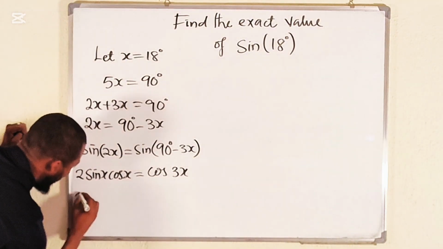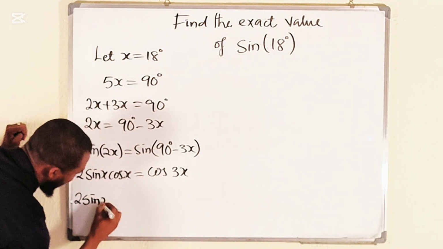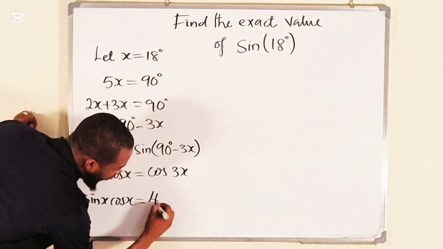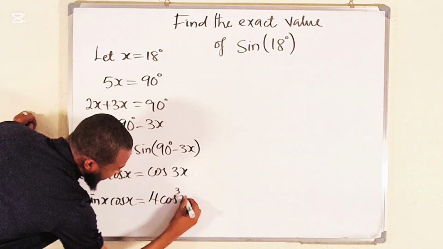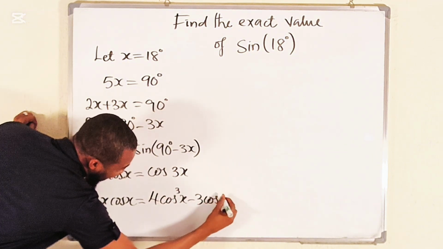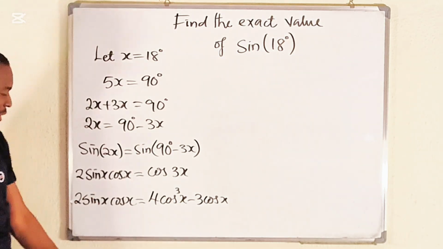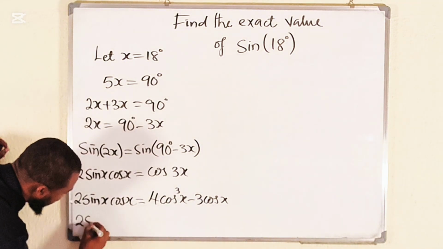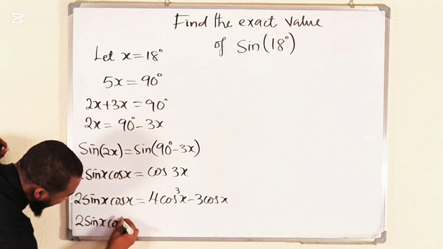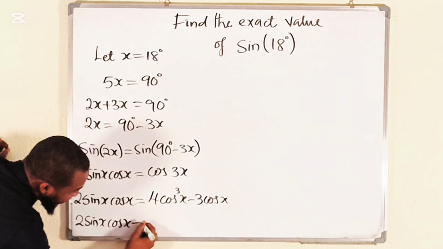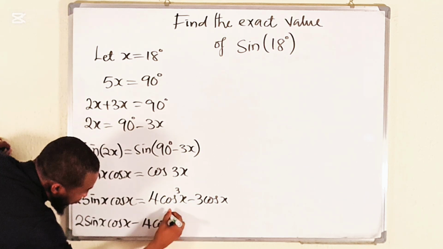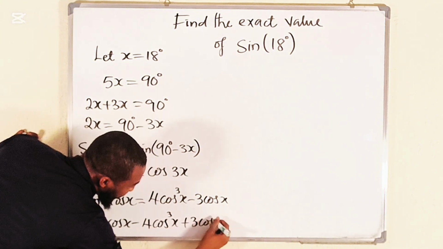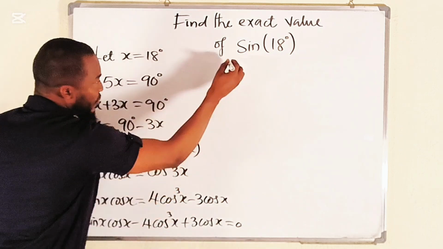But in our previous lesson, I have shown you how to break this down, how to evaluate it. And remember, this is 2 sine x cos x equal to, this is the same thing as 4 cosine cube x minus 3 cos x. Yes. So now let us bring all terms to the left hand side. We have 2 sine x cos x. As this crosses over, it becomes negative 4 cos cube x. This becomes positive 3 cos x. Everything equal to 0.